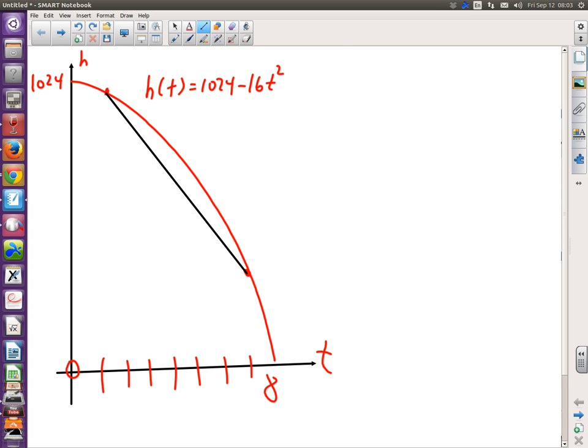How do you get the slope of that secant? Just plug in 1 and 7 into the function. You need the function values. Okay, you need to know this point, which is at 1 comma something, and you need to know this point, which is at 7 comma something. All right, plug in 1. What do you get? 1 squared, 1 times 16. 1024 minus 16, 1008. Okay.